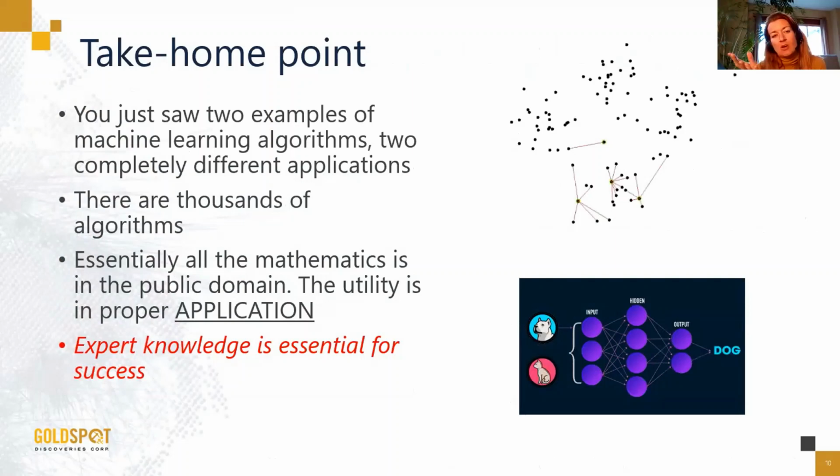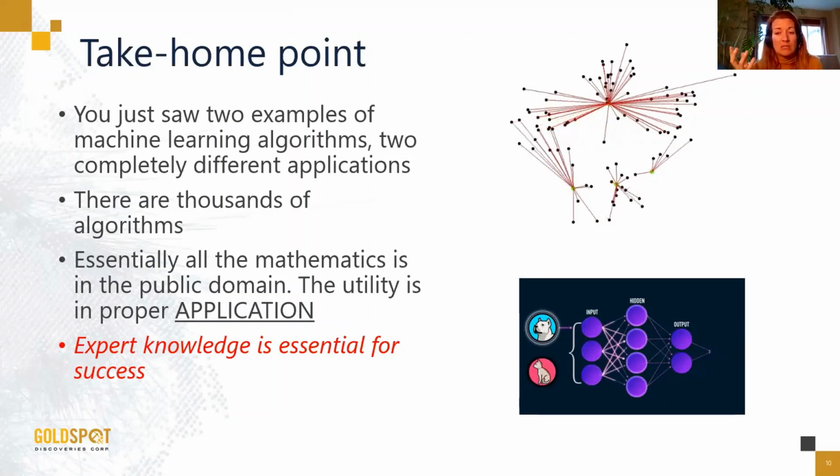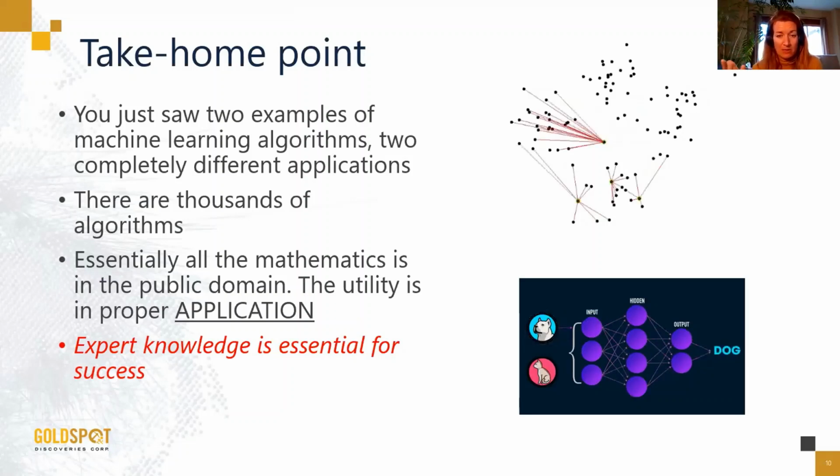So here we just saw these two examples of machine learning algorithms with completely different applications. And there are thousands of different algorithms out there. So the secret sauce to doing machine learning correctly is knowing which is the appropriate application for each algorithm, because it's just math and everything is just publicly available and it's all documented in the public domain. But to do it right, expert knowledge is essential for success.